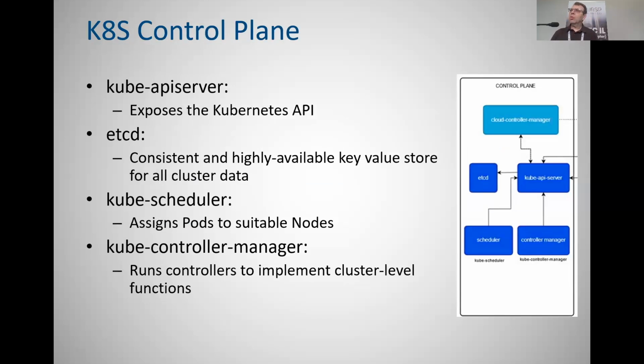The KubeAPI server: I need to remind everyone what it is. It's a known fact, but we need to remind everyone. It exposes the Kubernetes API. etcd is the key-value store for all cluster data. Kube scheduler just assigns pods to nodes, and Kube controller manager runs controllers to implement cluster-level functions. Let's protect the components one by one.